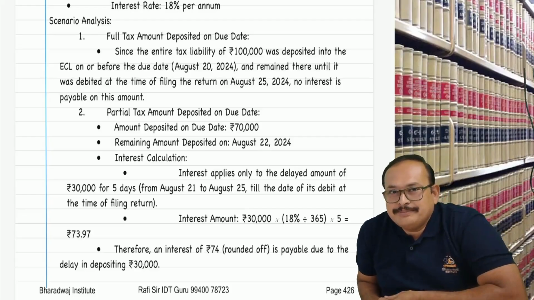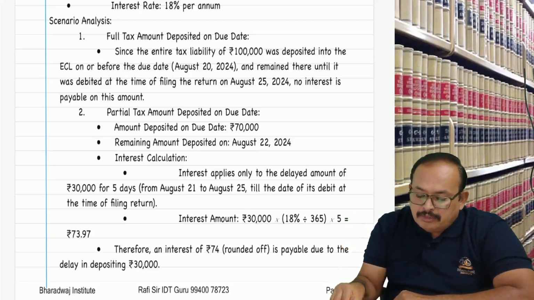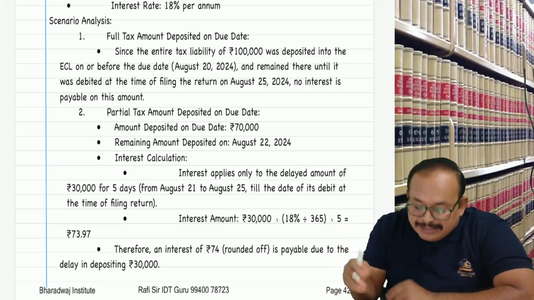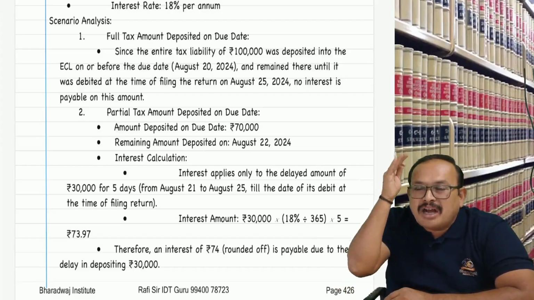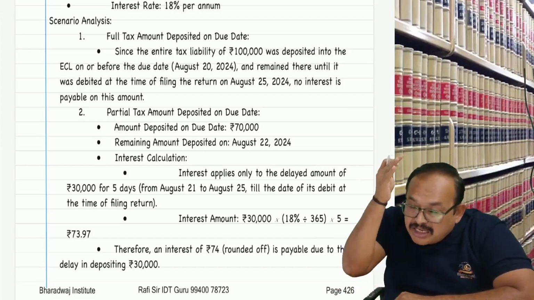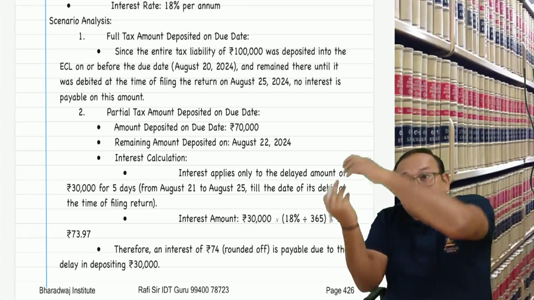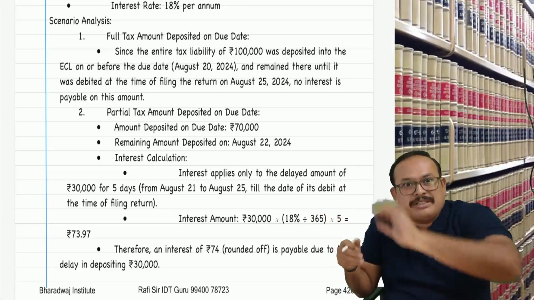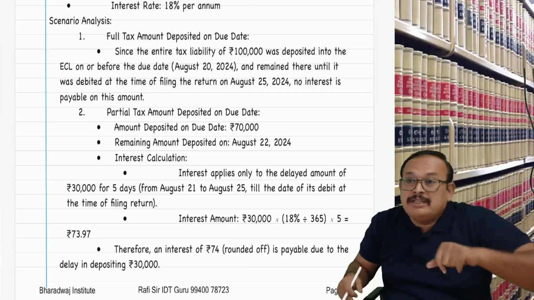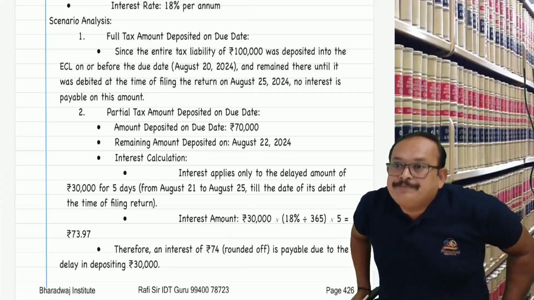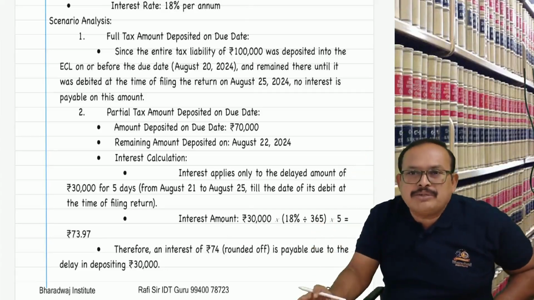Got the clarity? Even if I file the return, when I say 5 days delay, it is 5 days delay. In between I paid the amount, on the 22nd I paid, which is not considered. What is the short cash ledger on the due date of filing the return? 30,000. That 30,000 on the 22nd day, 23rd day, 24th day, I may have deposited. But when you file the return on the 25th, how many days? 5 days. Five days on what? On the value of shortfall, how much? 30,000. Is it clear? If you ask the question, I will present the solution.